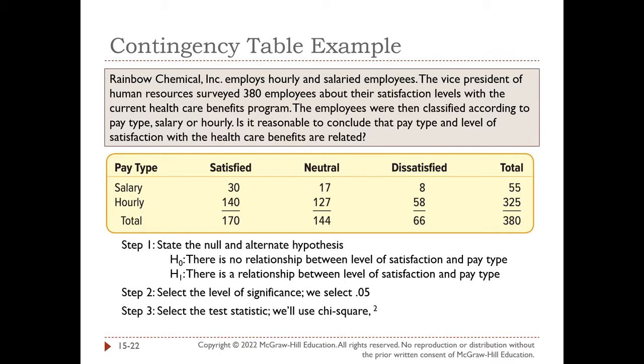So, step 1, since we're testing, our null hypothesis is that there is no relationship between level of satisfaction and pay type. The alternative is that there is a relationship between satisfaction and pay type. Again, we're going to use a level of significance of 0.05. And because we're using all this nominal data, chi-square is coming in as our test statistic.